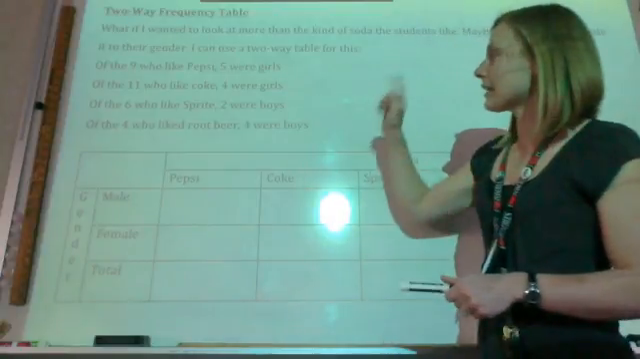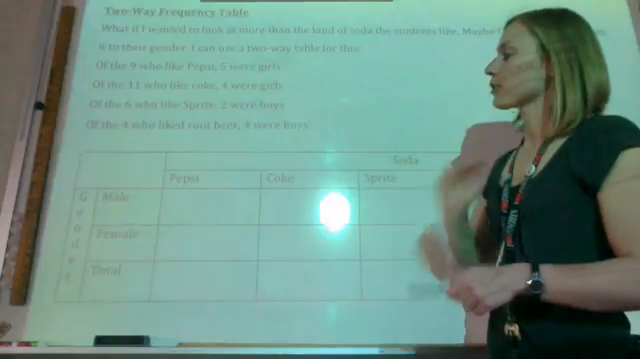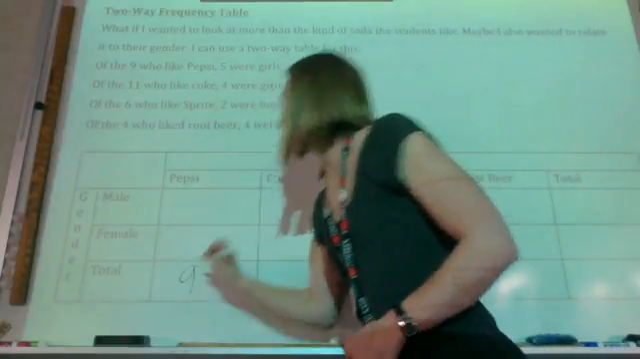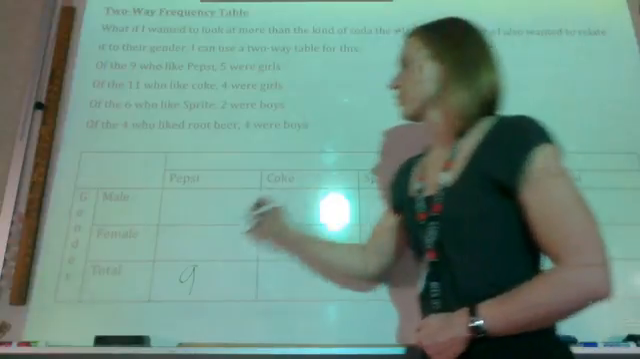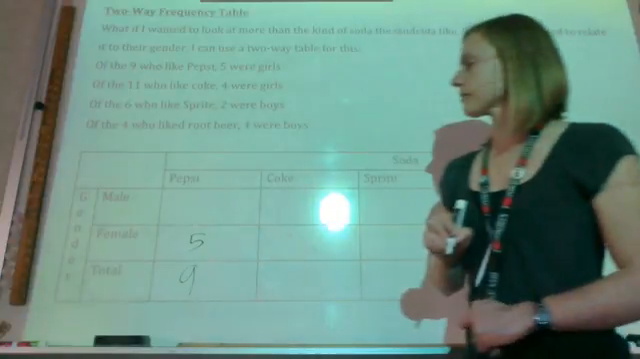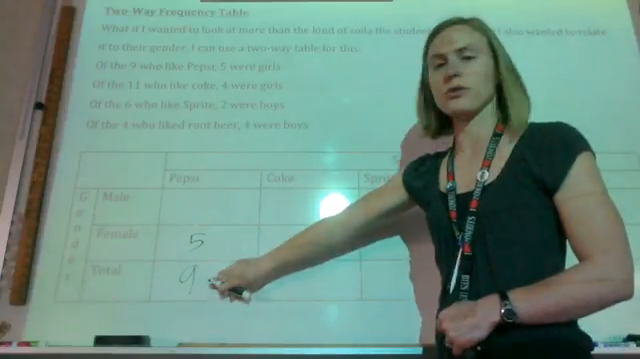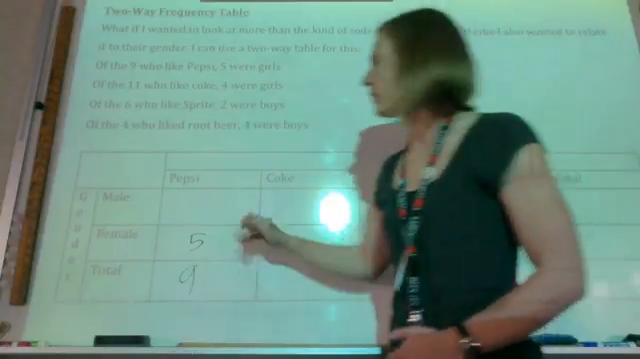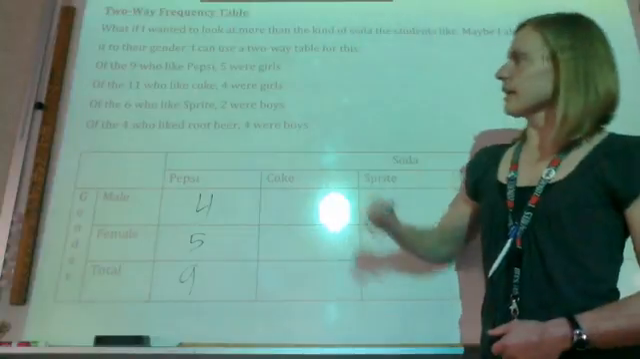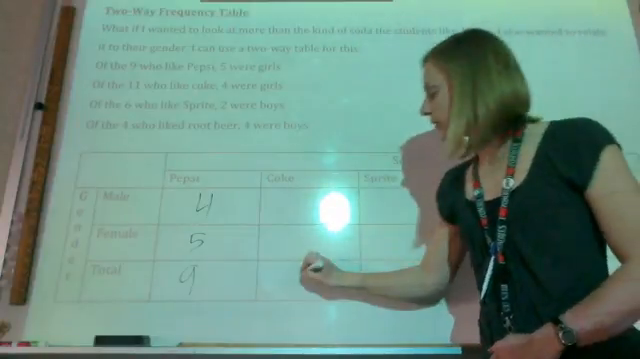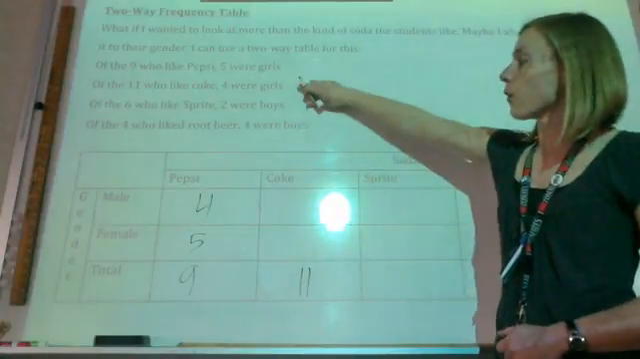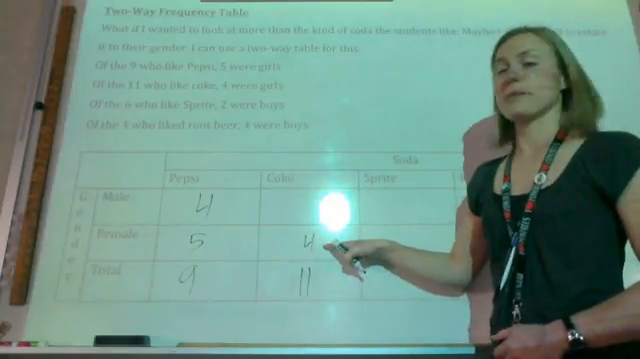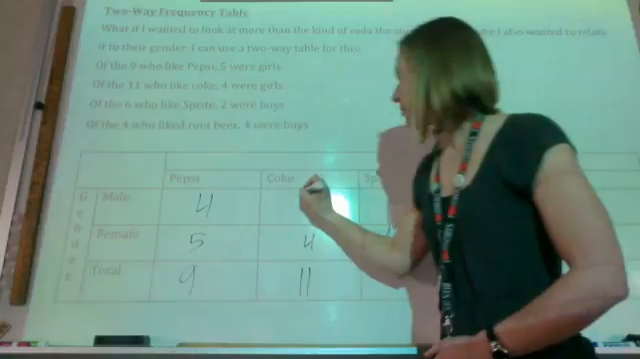So of the 9 who liked Pepsi, 5 were girls. So there were a total of 9 people who liked Pepsi, and 5 of them were girls. It should make sense that there's a total of 9 and 5 were girls, so 4 should be boys. All right, so let's put that there. Then, of the 11 who like Coke, 4 were girls. So if there's 11 total, minus the 4 that were girls, there should be 7 boys.